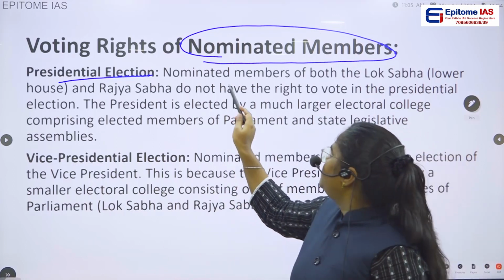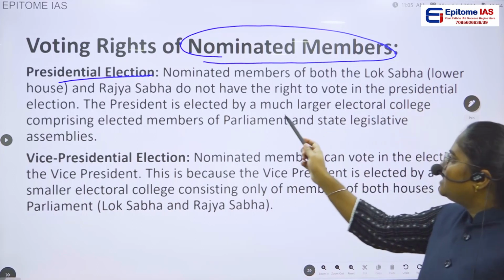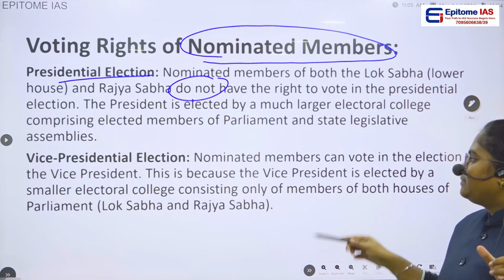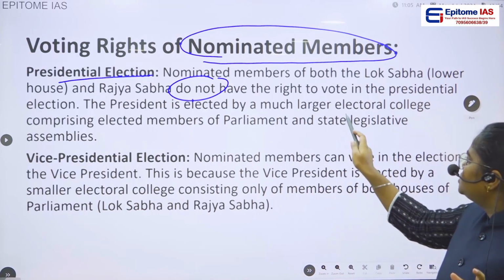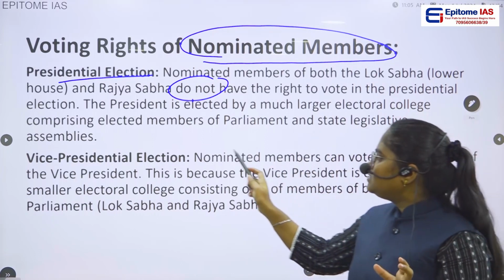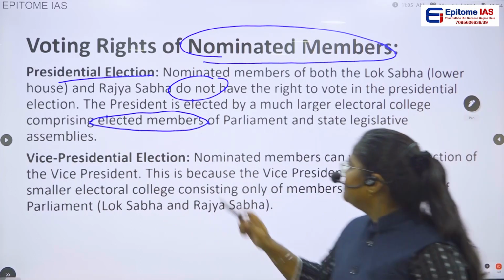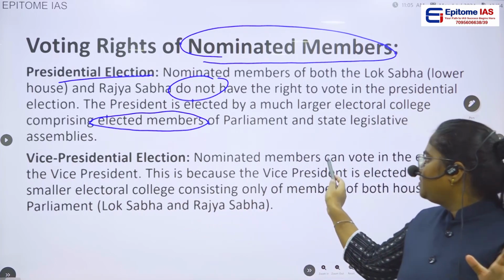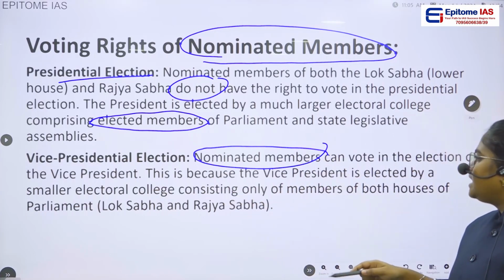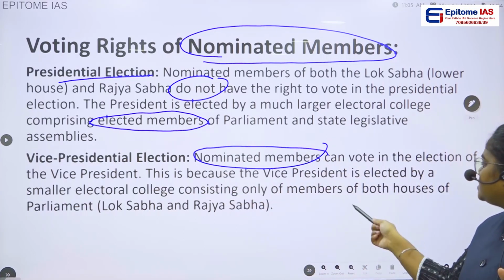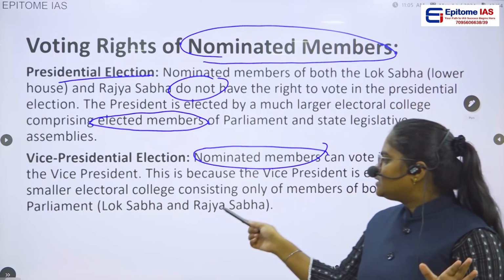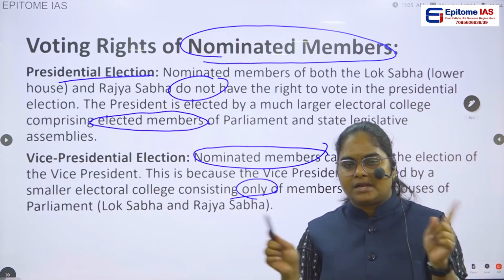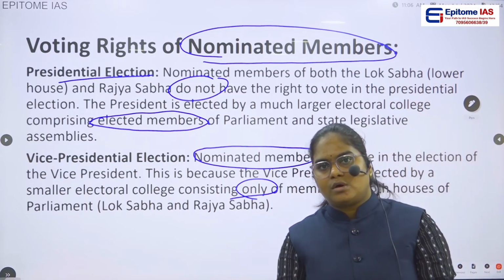So if you see here, nominated members of both the Lok Sabha and the Rajya Sabha do not have the right to vote in the presidential election. The president is elected by a much larger electoral college comprising elected members of the parliament and the state legislative assemblies. But in case of a vice president's election, nominated members can vote. This is because the vice president is selected by a smaller electoral college consisting only of the members of both the houses of parliament, Lok Sabha and Rajya Sabha, both elected members and nominated members.